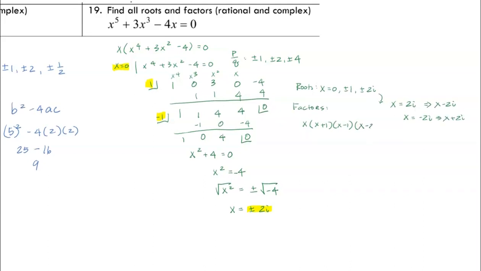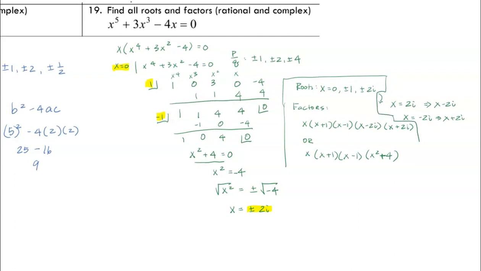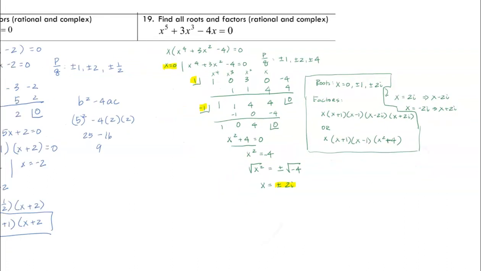And so x minus 2i, x plus 2i, or I could just put x, x plus 1, x minus 1, and then I could just put this down right here, x squared plus 4. Like that. Good job, guys.